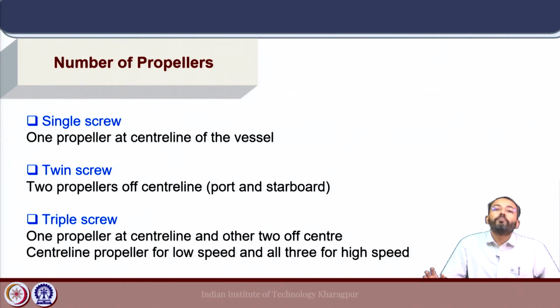And it is also possible for specific vessel designs where the thrust requirement is high, then multiple screws are involved. For example, triple screw propellers, where there is one propeller at the center line and the other two at off center positions, one at port and one at starboard. So, in those cases, for low speed operation only the center line propeller is used, and for high speed operations all the three propellers are used.